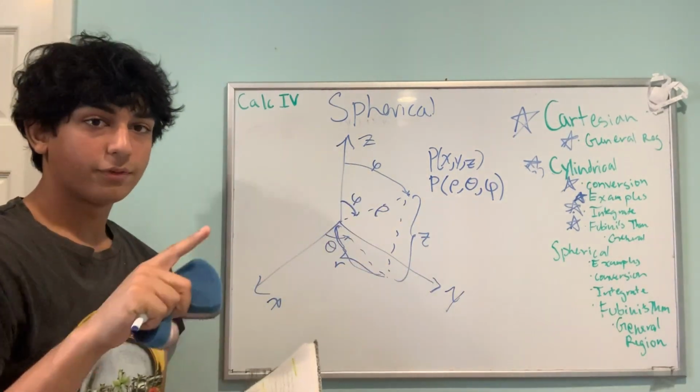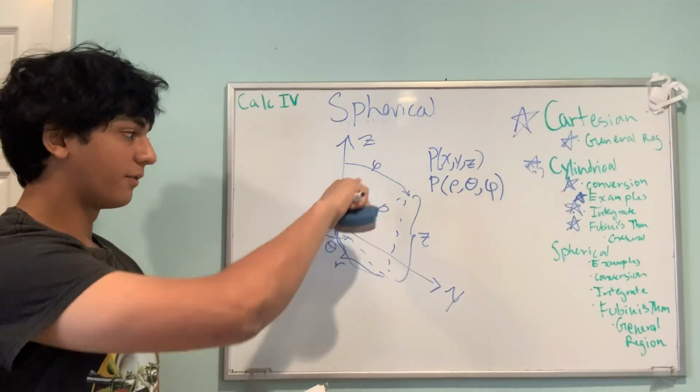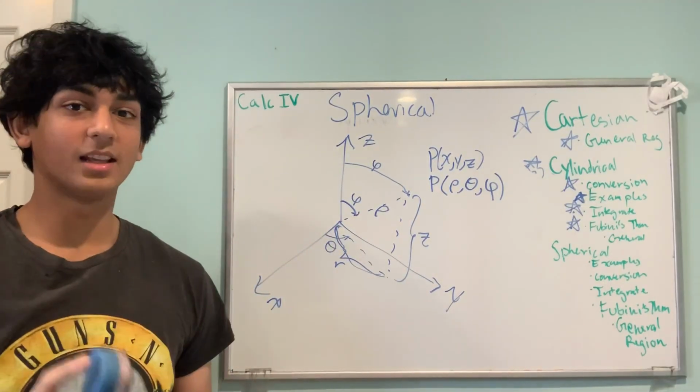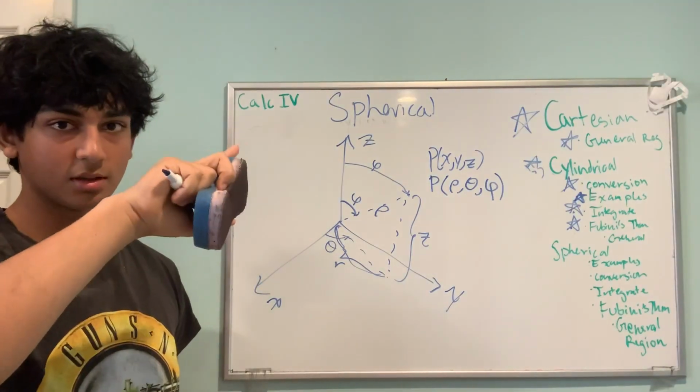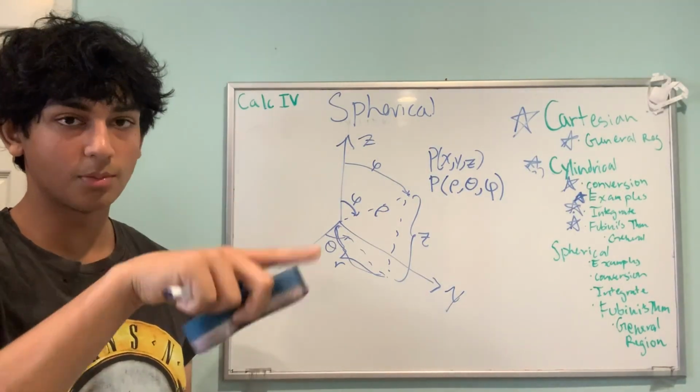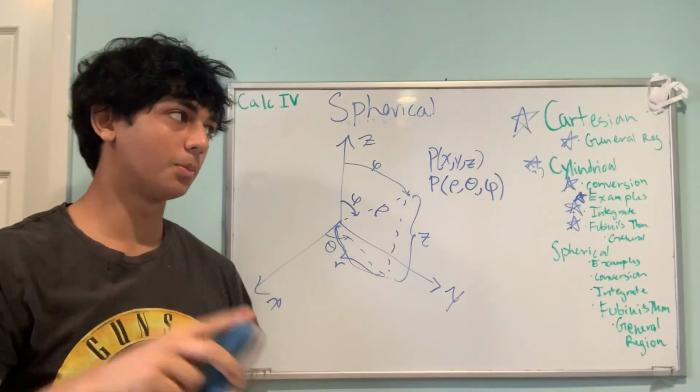When you're finding your bounds for phi and theta, I highly recommend to draw it out and use two-dimensional coordinate systems to help you find that out.